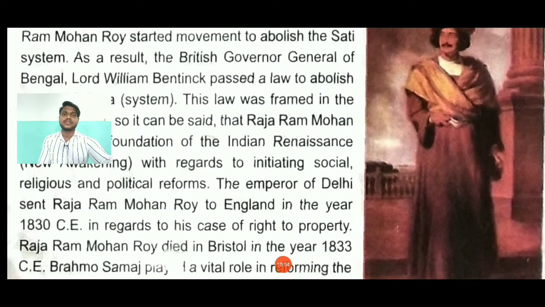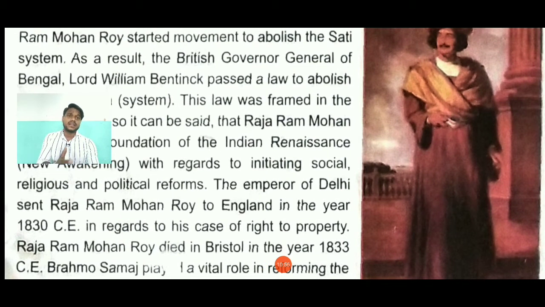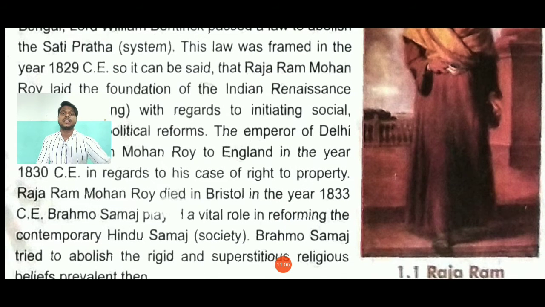So now you can see on the screen that religious and political reforms were also introduced at the time, and therefore in the case of the right to property also some rules were implemented, like in 1830. Then Raja Ram Mohan Roy actually died in Bristol, in England, in the year 1833. So we can say Raja Ram Mohan Roy played a very vital role in making India a new form.